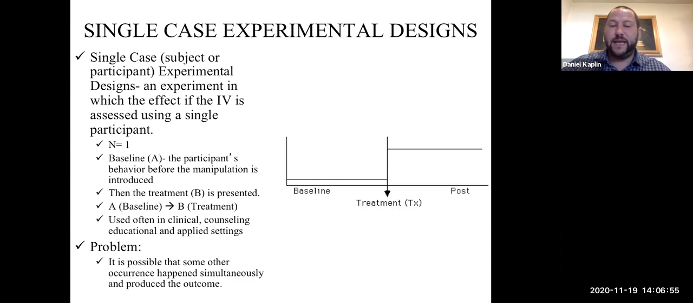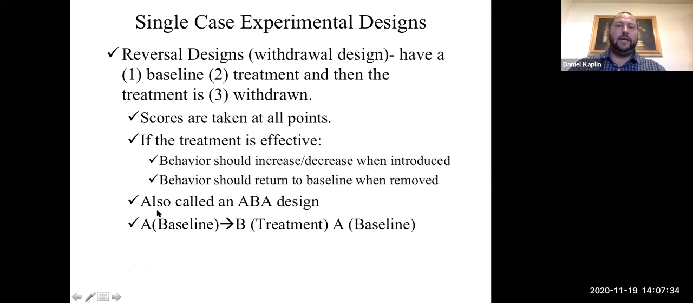So we want to measure a person's behavior before intervention, and we want to measure a person's behavior after intervention. This is what we call A during baseline and B during treatment, or after treatment is introduced. But here's the problem. It's possible that other things are happening in the person's environment that could have simultaneously caused this effect. And because we're not sure if it's a treatment or some environmental factor, we have to go a little bit further.